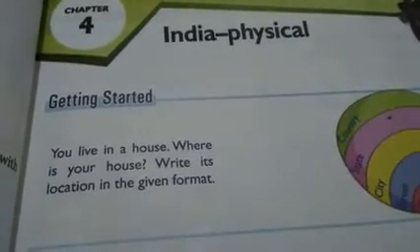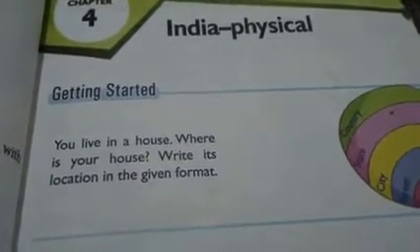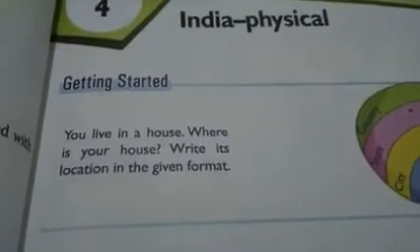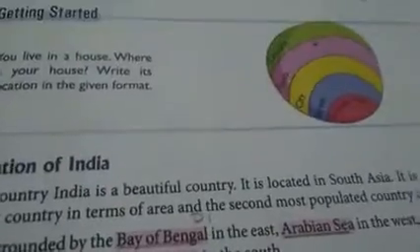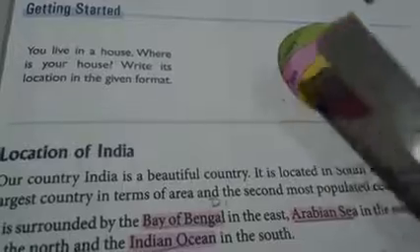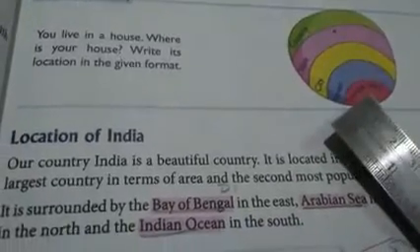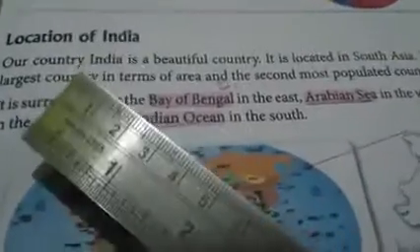Chapter 3 and 4 is coming for your second periodic test. So today we will discuss chapter number 4, India Physical. We have already seen that if anyone asks where your house is, you have to give the location. You have to say which country, state, city, street and house number. Okay, so location of India.